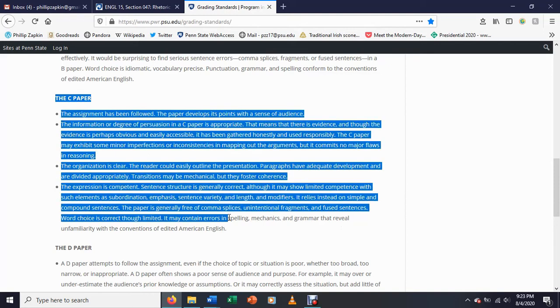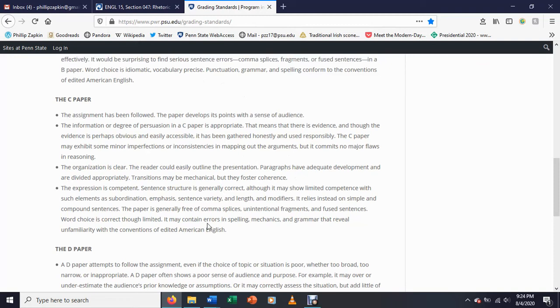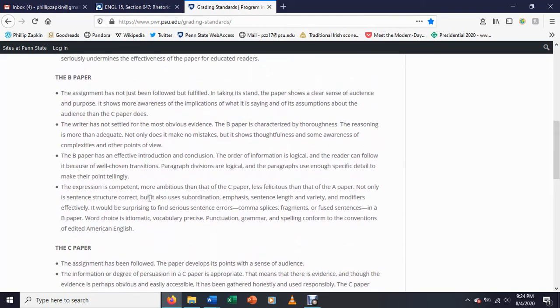So, the C paper, I think, is best encapsulated by a word that shows up several times in this description, which is competent. The C paper essentially does what the assignment requires, but it doesn't go above and beyond. It's not necessarily memorable, it's not necessarily exciting, it's not necessarily insightful, but it achieves everything that the assignment requires without rising to the level of strength that we get in the B paper.